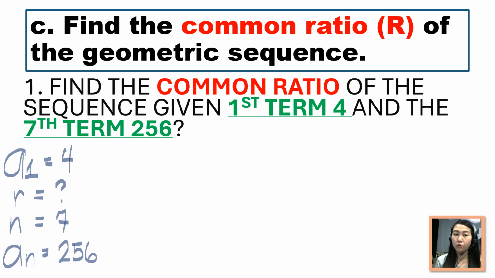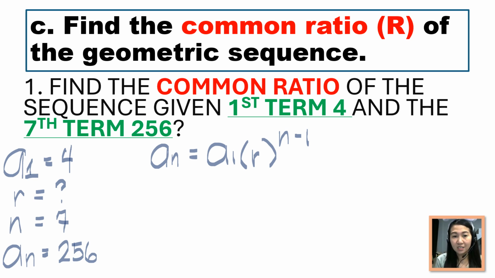For step number 2, we need to substitute all our given in our formula. The formula for computing the geometric sequence is a of n is equal to a of 1 times the common ratio raised to n minus 1. So let's now substitute. What is the value of our a of n? Our a of n is 256.